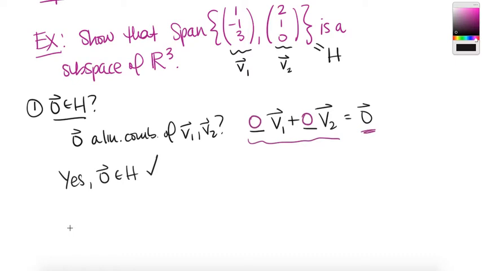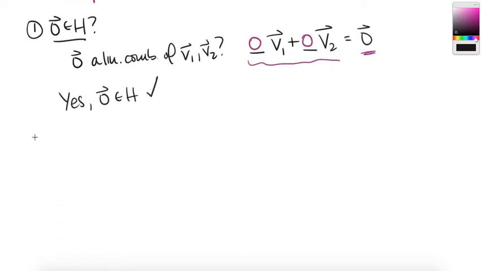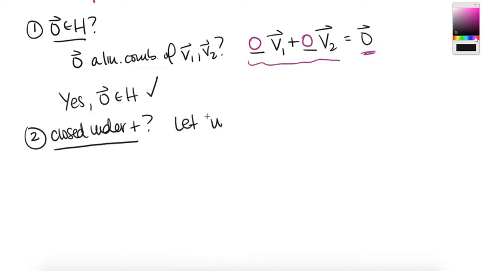So the 0 vector is in H. And now let's think about condition 2. Is it closed under addition? We need to take two generic vectors. I'm going to say u and w, be in H, and we want to show that u plus w is in H.